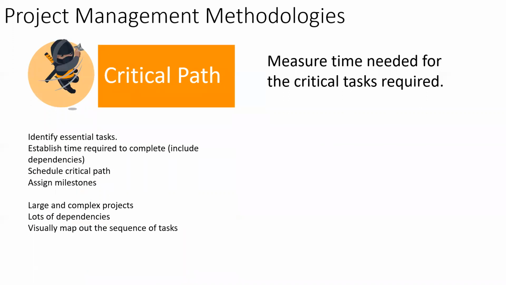Exactly. Okay, so the critical path method is a really useful method when you've got very large and complex projects and there's lots of dependencies. So your dependencies are essentially, once you've outlined all of your essential tasks, the tasks that have to happen for you to achieve the goal of the project, you need to highlight what tasks depend on another task being complete. So if we go back to building a house, you can't start building your walls until you've laid the foundation.